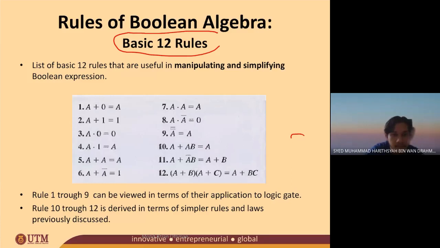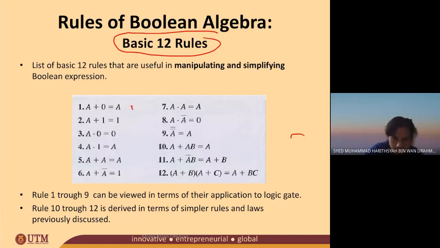Okay, for example, number 1, A plus 0 is equivalent to A. So it's just a rule of the OR gate. So A plus 0 is A. Why is that? If A is equivalent to 0, then the output is 0. If A is equivalent to 1, then the output is 1. So that's why A plus 0 is A.